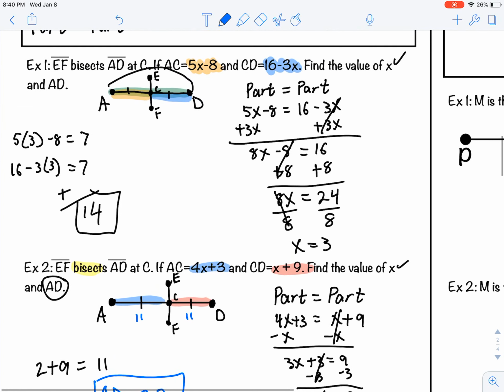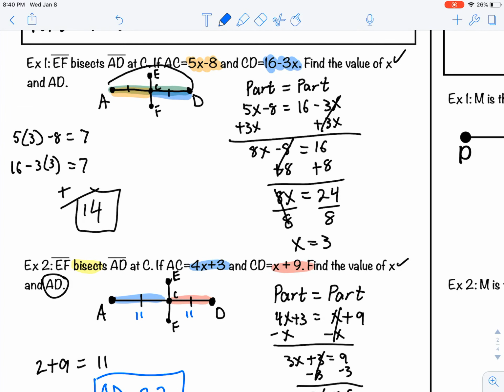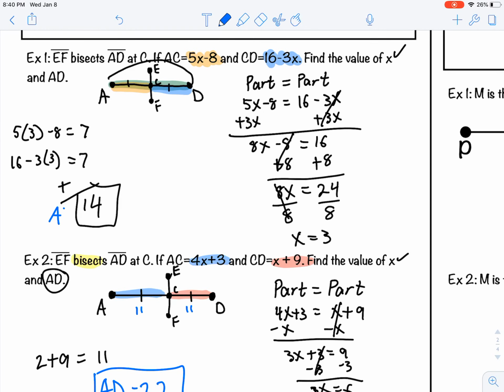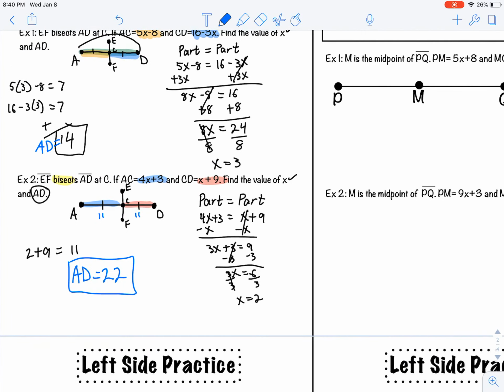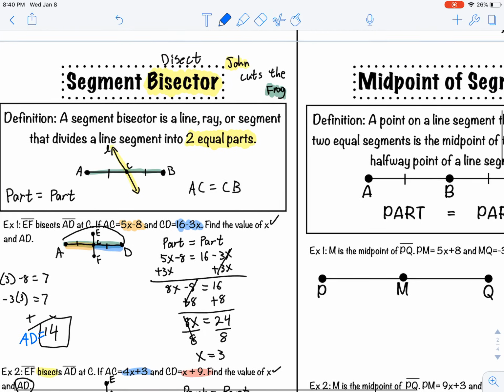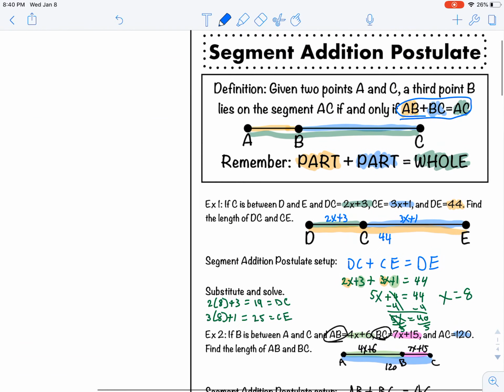And I guess I should use the correct notation up here for this example as well. It should also say AD is equal to 14 as well. Okay? Alright. So we're done with bisectors over here. So we talked about segment addition.